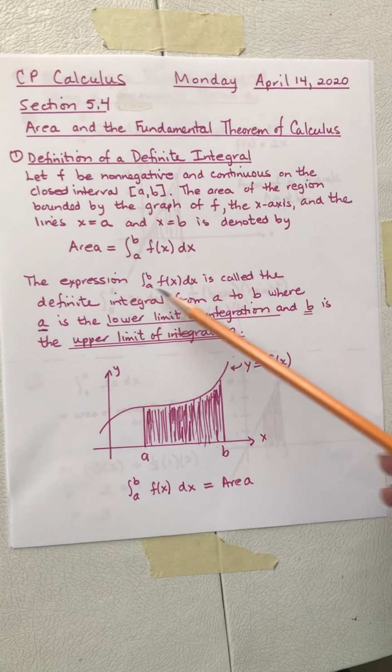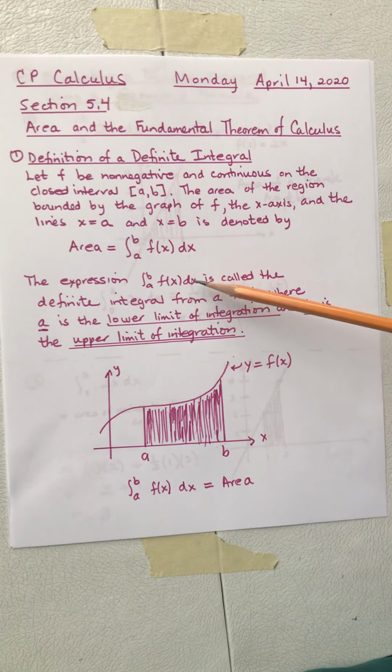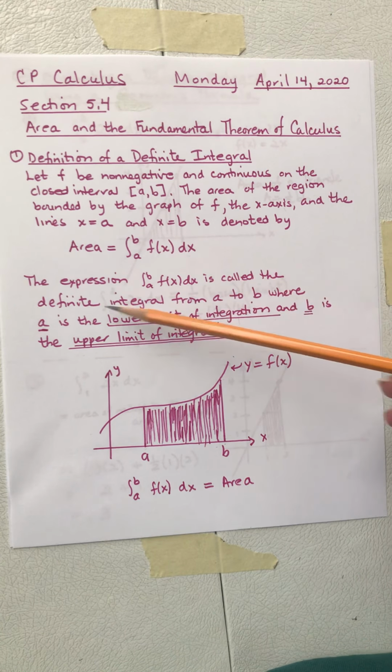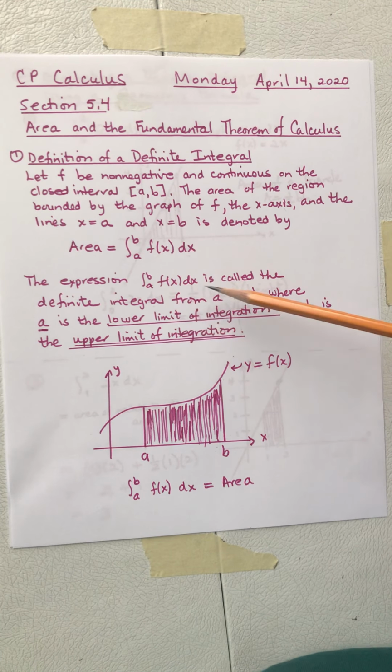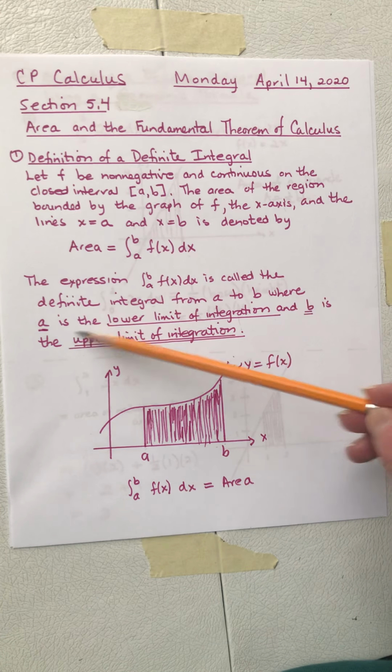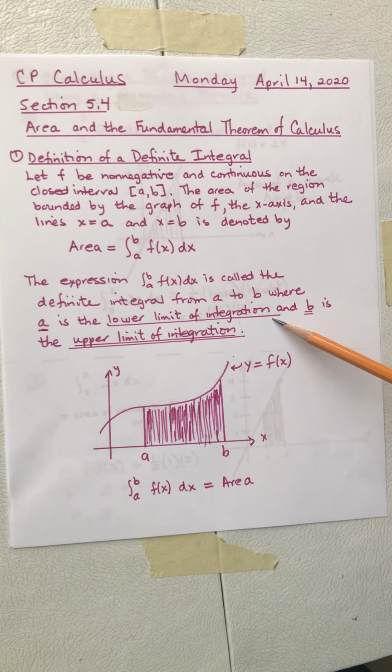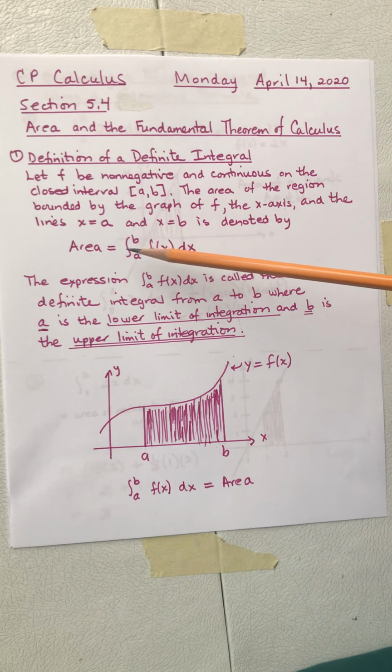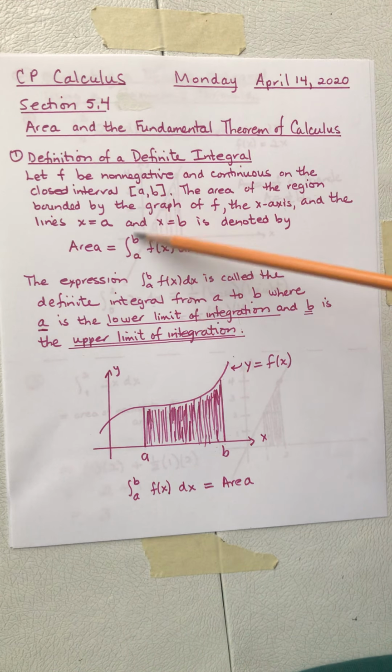So the expression, the integral from a to b of f of x dx, is called the definite integral from a to b, where a is the lower limit of integration because it's located on the bottom of the integral sign, and b is the upper limit of integration because it's located at the top of the integral sign.